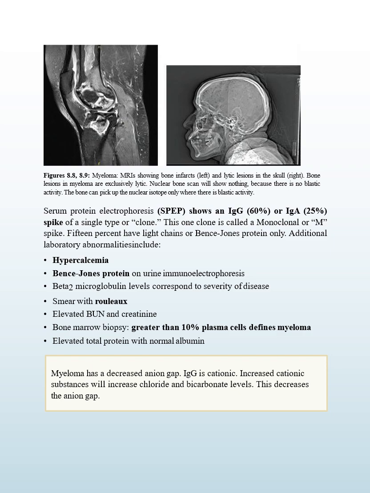IgG is cationic. Increased cationic substances will increase chloride and bicarb levels, and this will decrease the anion gap. Let's go to the next slide.